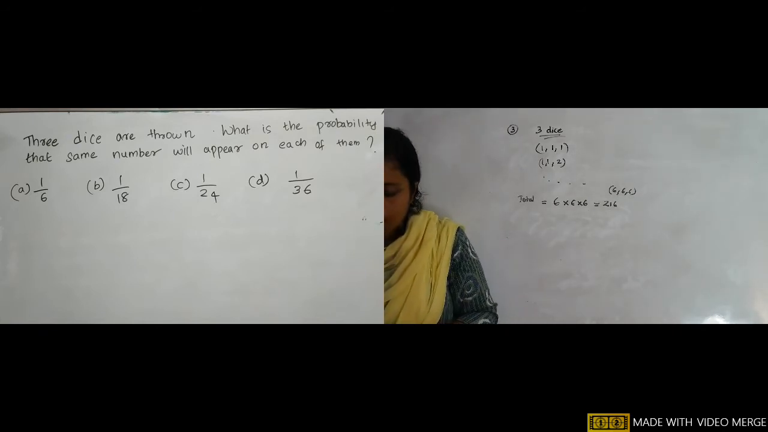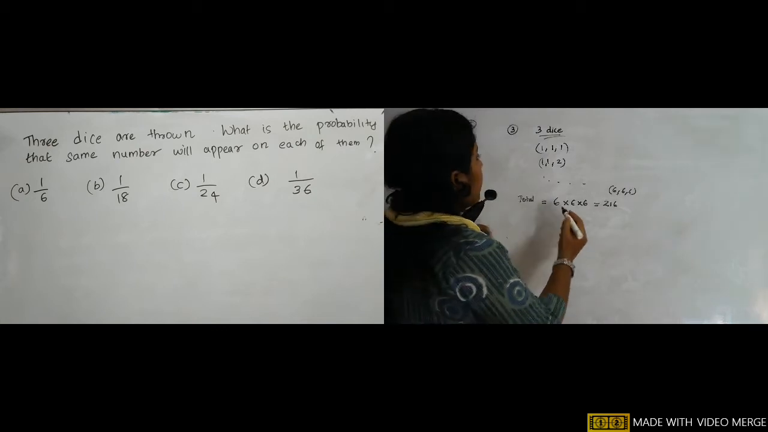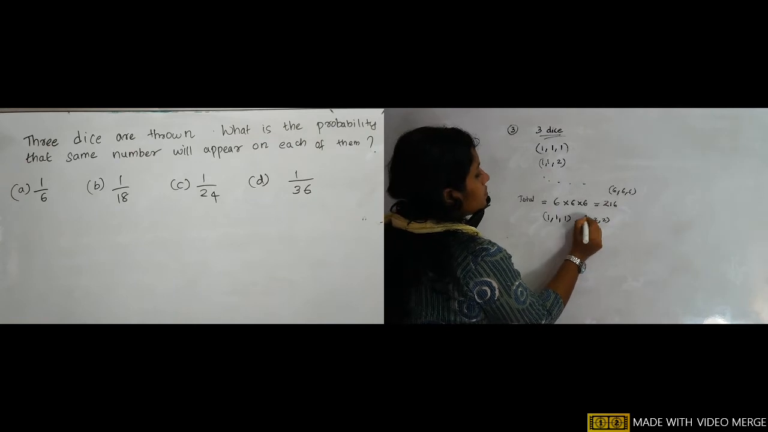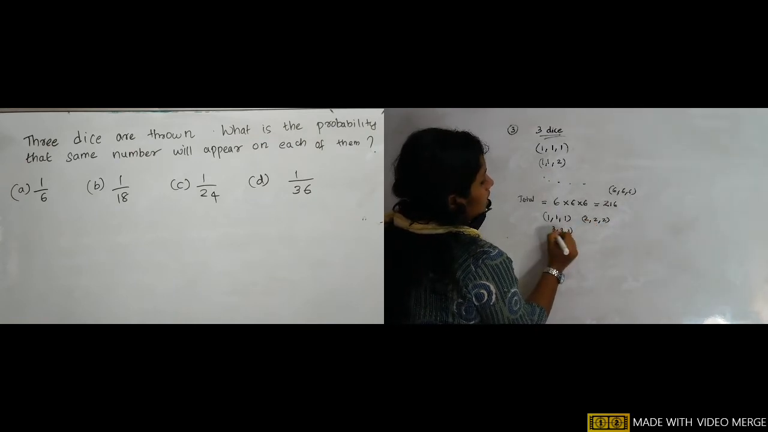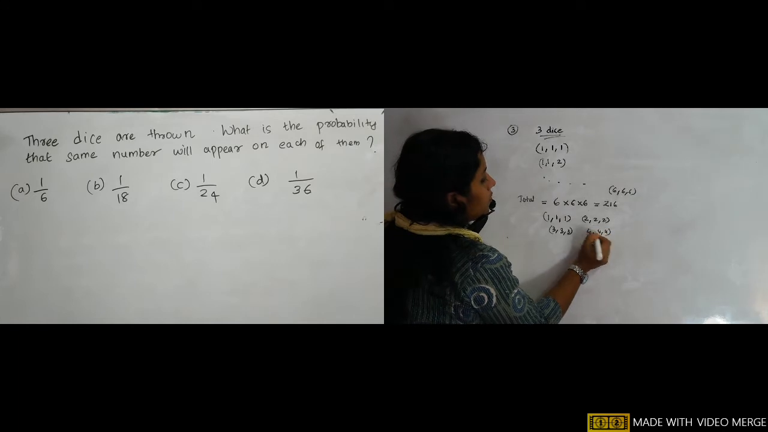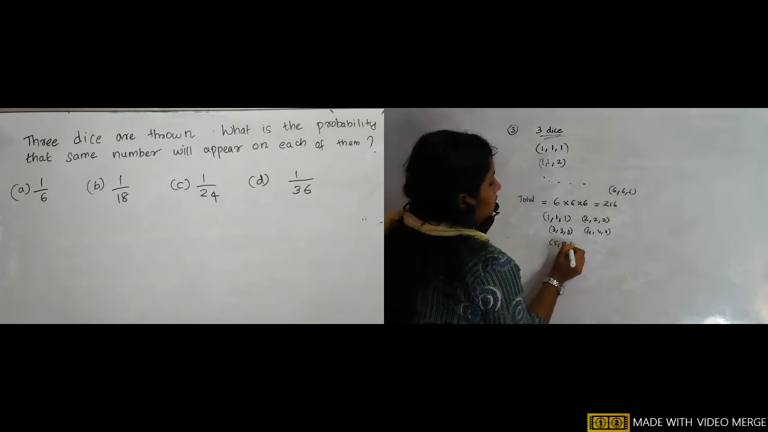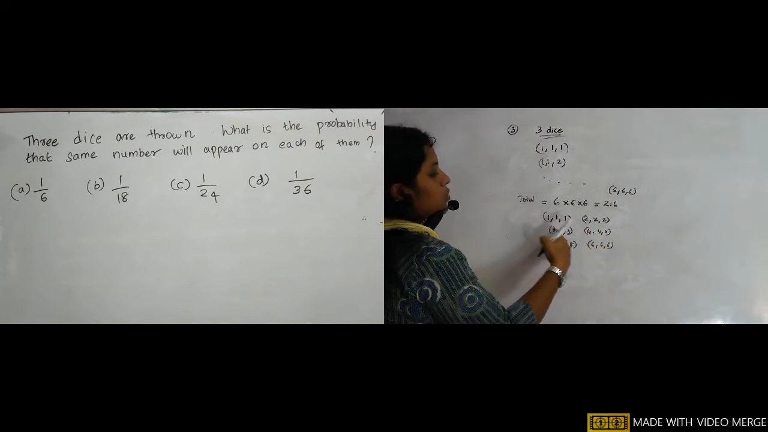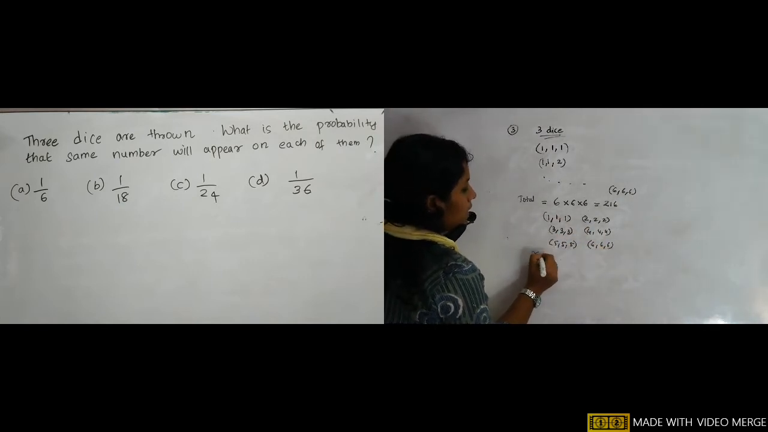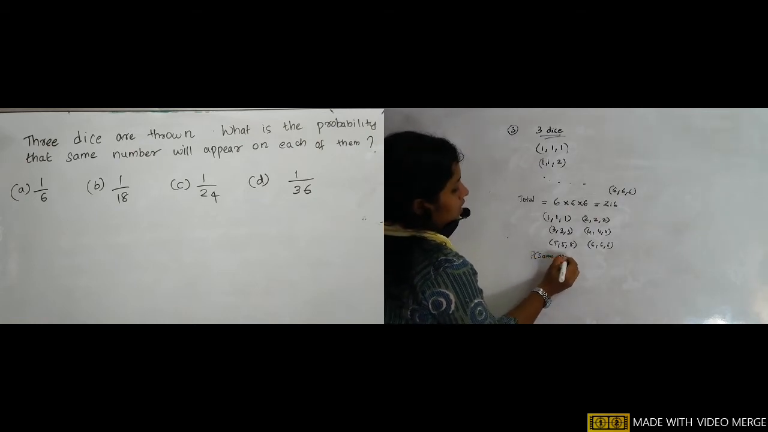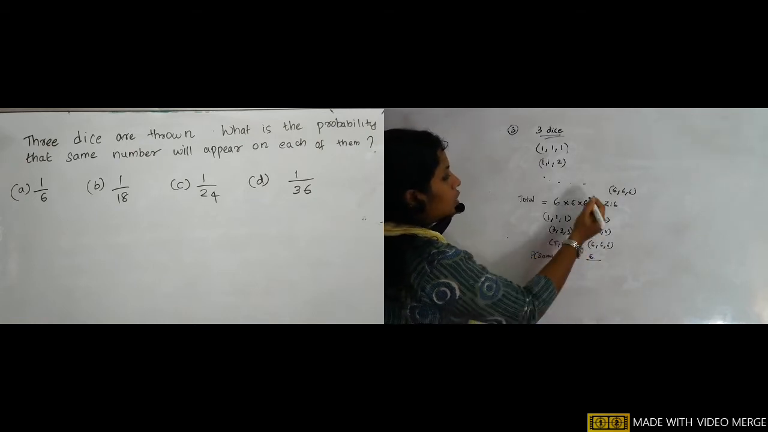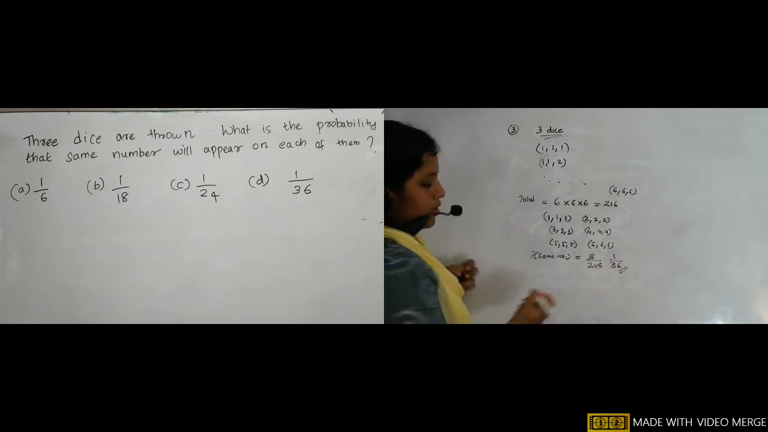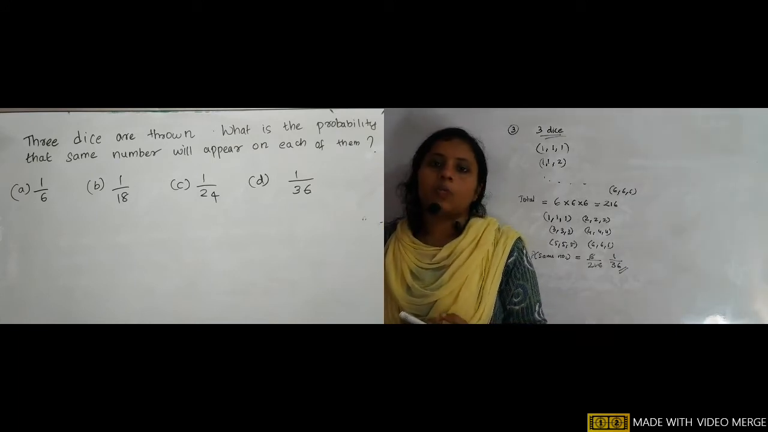Okay, now what are they asking? They are asking that the same number will appear on each of them. Same number means what are the possibilities? 1 1 1, 2 2 2, 3 3 3, 4 4 4, 5 5 5, 6 6 6. So that means 1 2 3 4 5 6. So the required probability P of same number is 6 divided by total 216, that is 1 by 36. So which is the option? 1 by 36, that is option D. Okay.